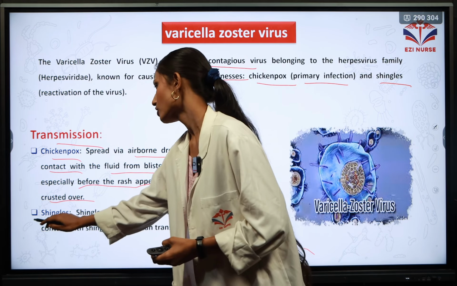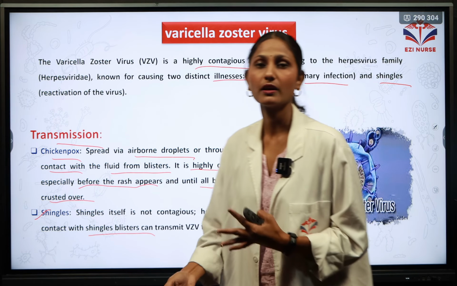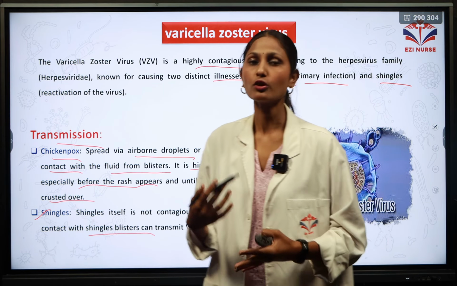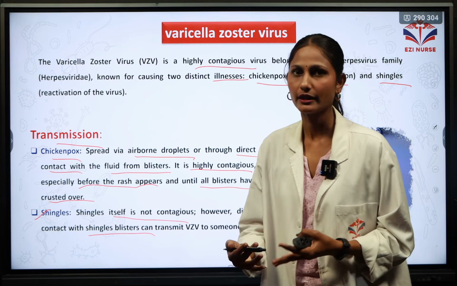Next one is shingles. Shingles is only transmitted by the blisters. If any person comes into contact with that blister, that person can be affected, but it is not that contagious.